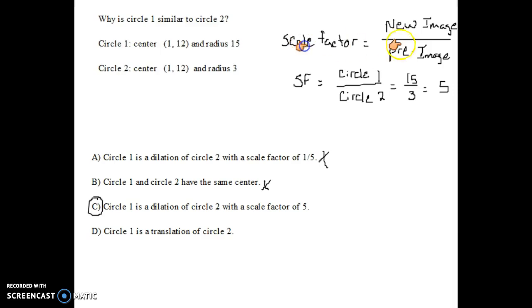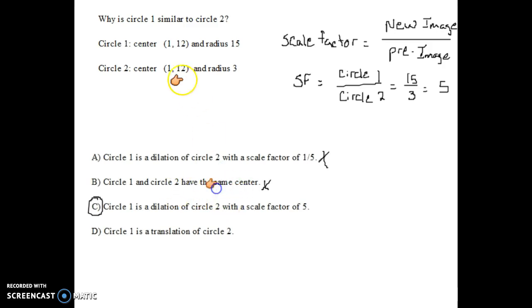If we do our scale factor, remember it's new image over the pre-image. Look at the way this is worded: circle 1 is a translation or a dilation of circle 2. So circle 1 is going to be our new image, and circle 2 is going to be our pre-image. So here we want 15 over 3, which is going to give us 5. That's why the 1/5 is not correct, because it says circle 1 is a dilation of circle 2, so circle 2 is our pre-image.